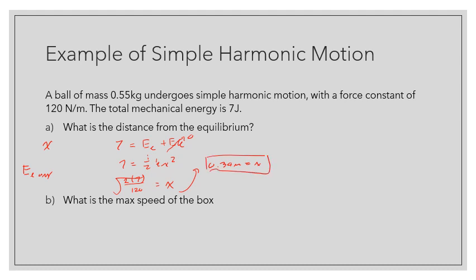What is the max speed of the ball? In order to find the max speed, we'll look at it when Ek is max. So we would do 7 is equal to Ee plus Ek. This time we would cross out the Ee because when Ek is max, Ee is equal to 0. So 7 is equal to 1/2 mv squared. That comes out to be the square root of 2 times 7 over 0.55 is equal to v. So 5 meters per second is equal to v.